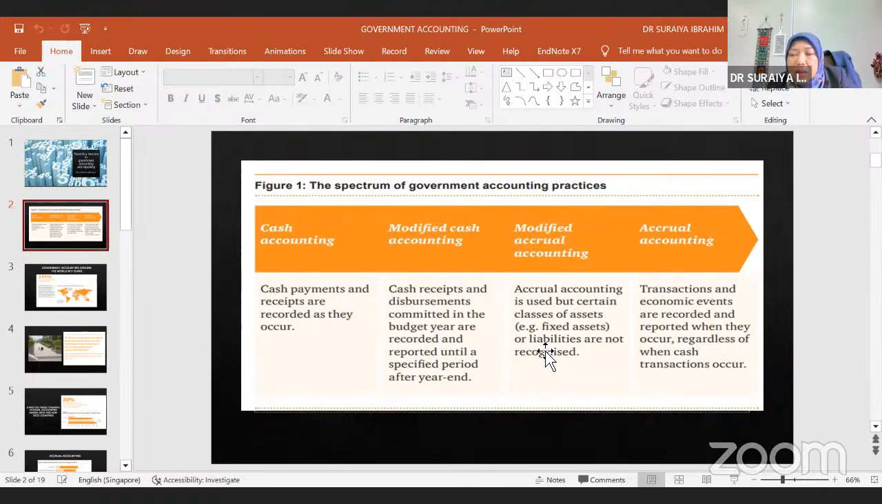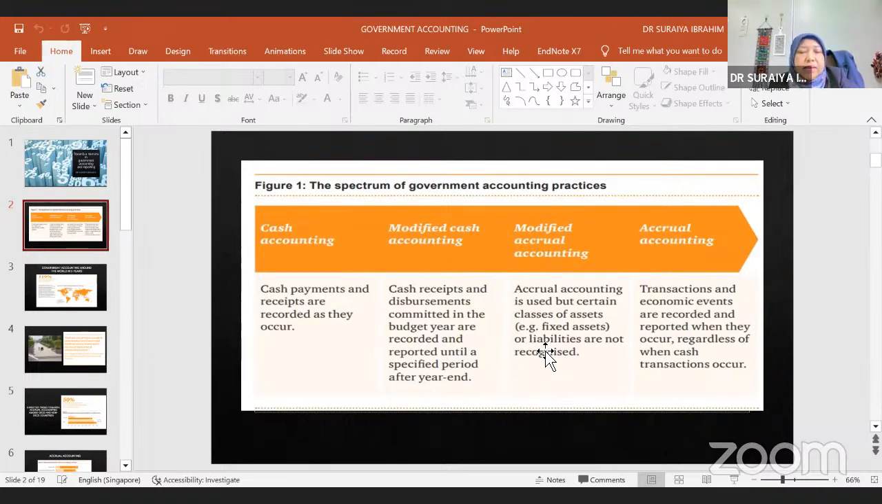In modified cash accounting, cash receipts and disbursements committed in the budget year are recorded yearly and reported until a specified period after year end. When the accounting period is set at one year, they have modified cash accounting and modified accrual accounting. In modified accrual accounting, accrual accounting is used, but certain classes of assets, such as non-current assets and liabilities, are not yet recognized, compared to the accounting equation we had previously.